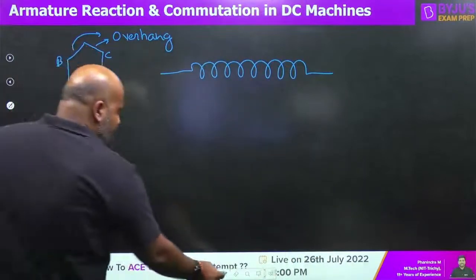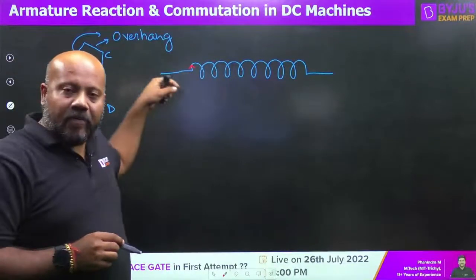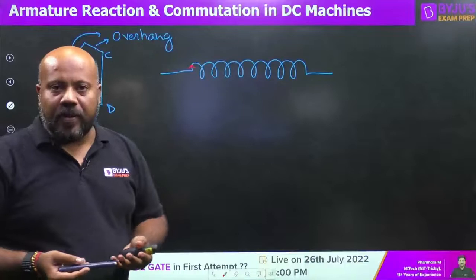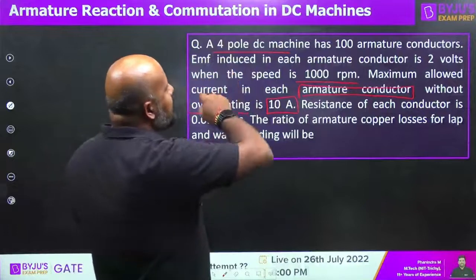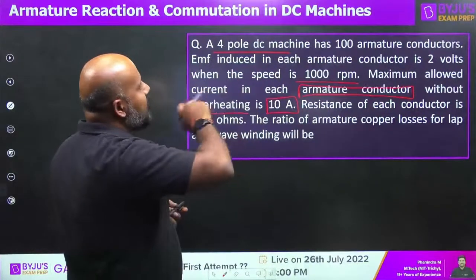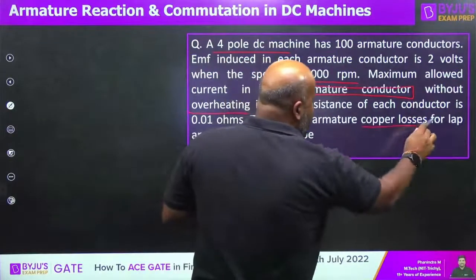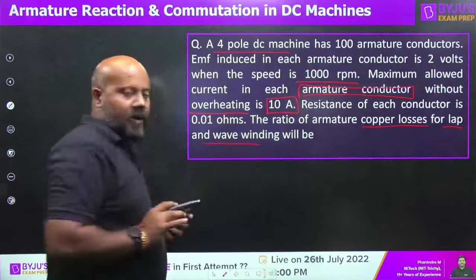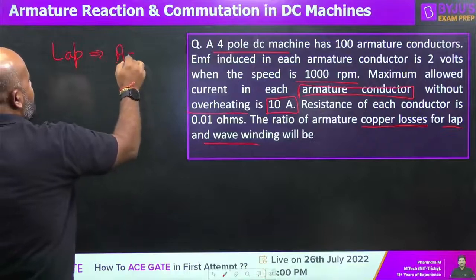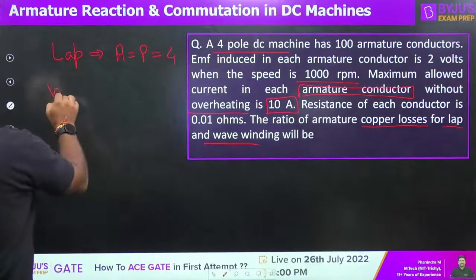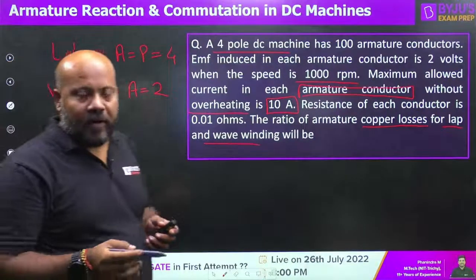Now consider the current passing in one parallel path, because there can be a number of parallel paths. It is mentioned here as a 4-pole DC machine, so you have to consider both cases, the copper losses for the lap wound and the wave wound machine. For a lap wound machine, the number of parallel paths is equal to the number of poles, that is 4. And for a wave wound machine, the number of parallel paths is 2, irrespective of the number of poles.